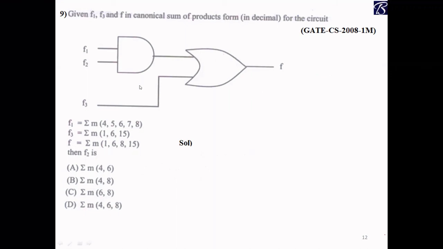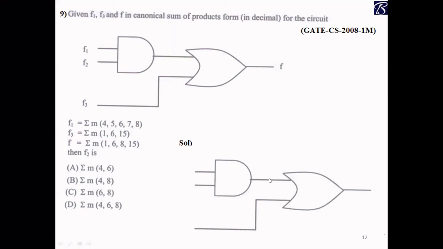A logic diagram is given where f1 and f2 are the two functions given at the input of an AND gate, and function f3 is given at one of the inputs of an OR gate. F is the output function. In the problem, f1, f3 and also f are given. Now we need to find out the function f2, one of the inputs of the AND gate.